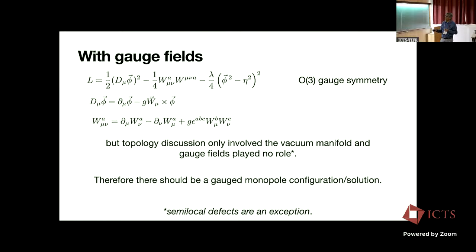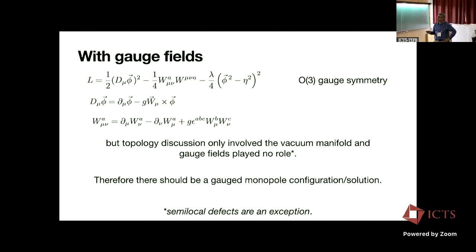It has a quadratic piece, as you can see. So it's a little more complicated. And then the potential is the same. This again has O3 gauge symmetry, but this time it's a local symmetry. However, in the discussion of topology, only the vacuum manifold was involved, and the gauge fields played no role.